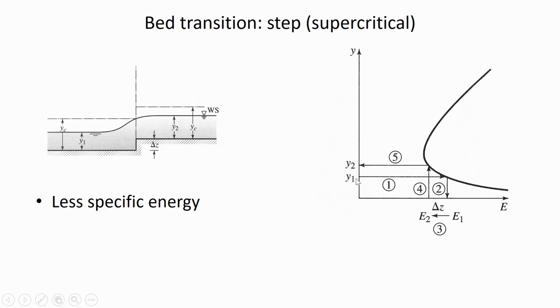If you have to go up over an obstacle, we can follow the same procedure of starting with Y1, going over to the right, intersecting the curve, and going down to find E1. The intersection with the energy axis is E1, and then we lose specific energy. So here's the delta Z, and going back up, that means the depth at 2 is going to be deeper. So if you have an obstacle, what that forces the water to do is get deeper if the conditions are supercritical at the upstream location.